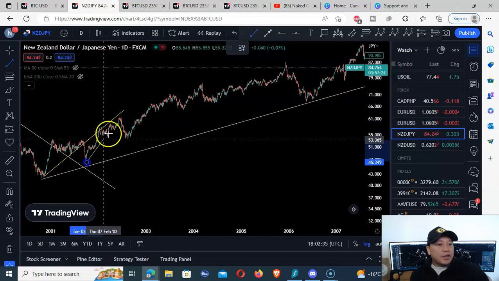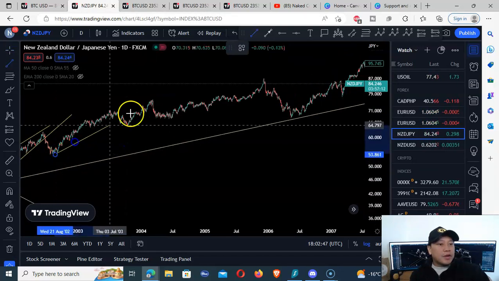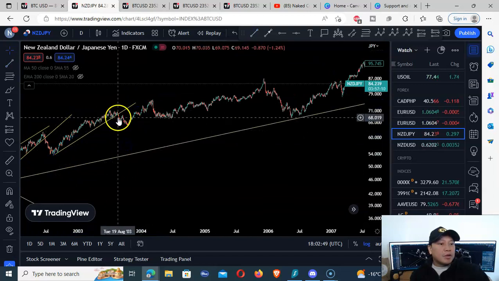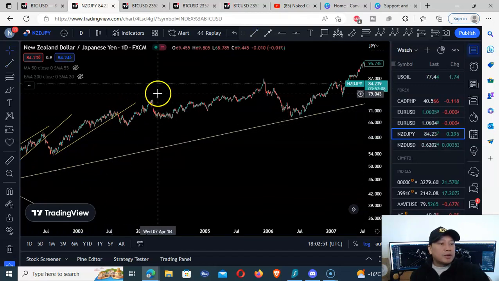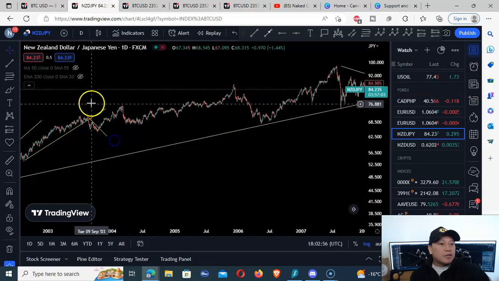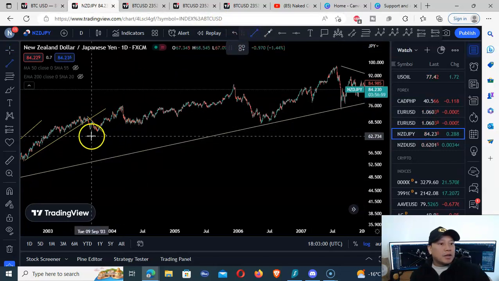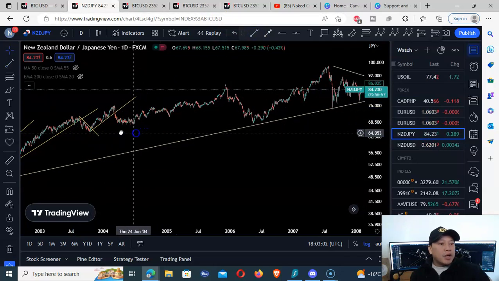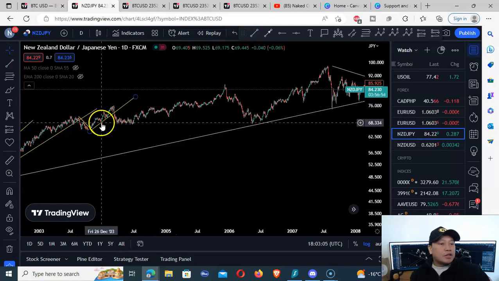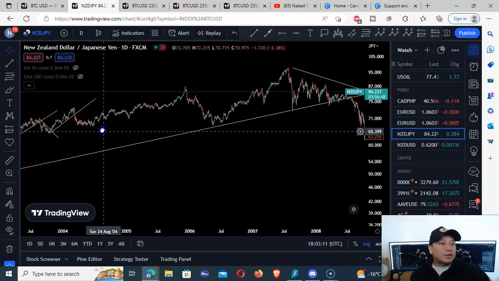Same thing, another one here. Touch here before it breaks. Another one here, the price breaks down here. Something like that. Price breaks on this trend line, and here, price breaks on this trend line. Three-point contact: 1, 2, 3 before it breaks.